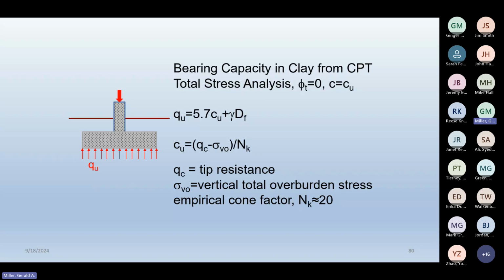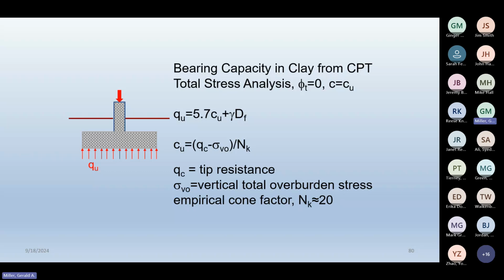And so again, I'm just using the simple Terzaghi equation, and this time it's just for a strip footing. I don't have the 1.3 factor out front. And so with the cone, you can estimate undrained strength using this expression here. And again, I would caution you, this is probably more relevant for saturated clays than unsaturated clays.